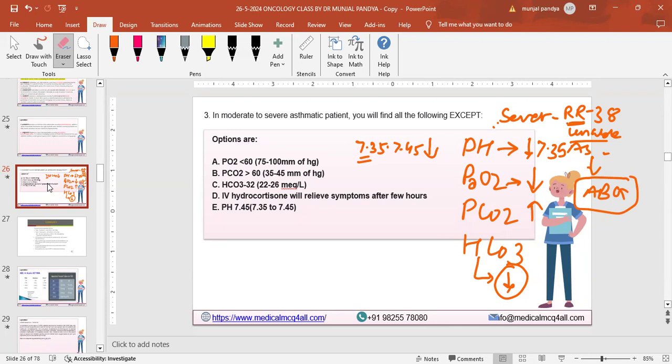So how do you say that this is respiratory acidosis? What happens to CO2 when there is a respiratory acidosis? Is CO2 high or low? Understand first that in respiratory acidosis the CO2 is high. CO2 is high anyway, they are already saying it is high.